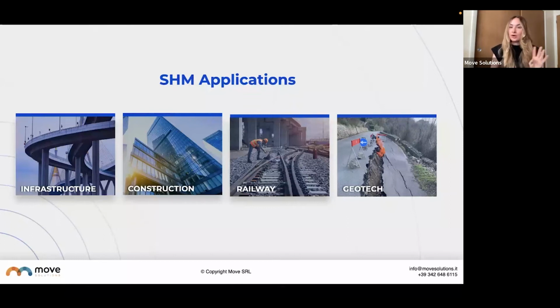We have four main categories. I mean, we're constantly finding new applications, almost daily, but the four main categories are infrastructure, bridges, viaducts, culverts, dams, tunnels, construction sites, vertical structures, the railway industry, and then geotechnical.